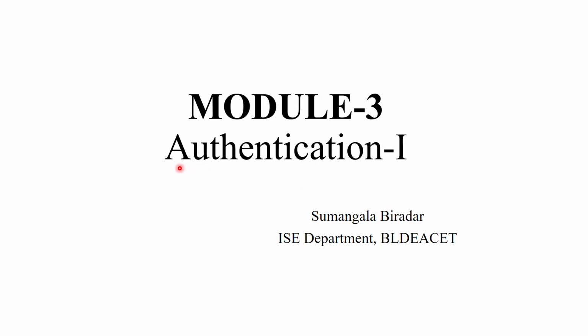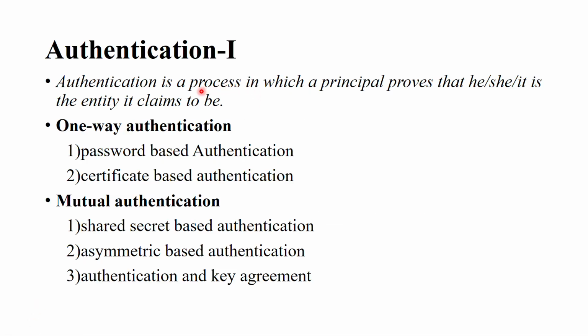Today I am going to explain about authentication. What does authentication actually mean? It is a process in which a principal proves that he or she is the entity it claims to be. Means you have to prove the identity of the person. That person may be he or she, or you can generally call it an entity. That is the identification of yourself. It may be any person or entity; you call that authentication.